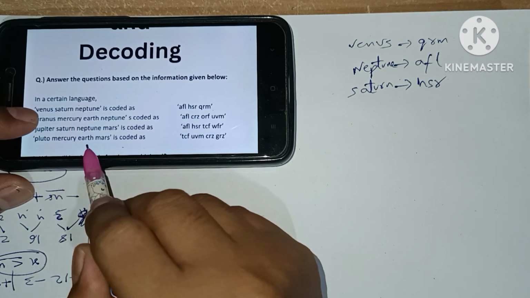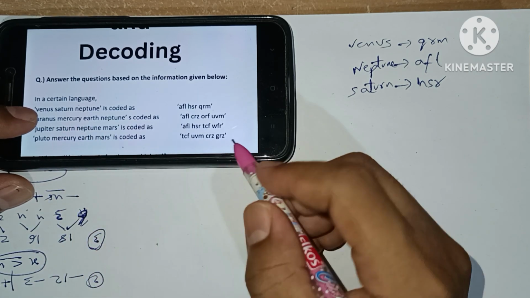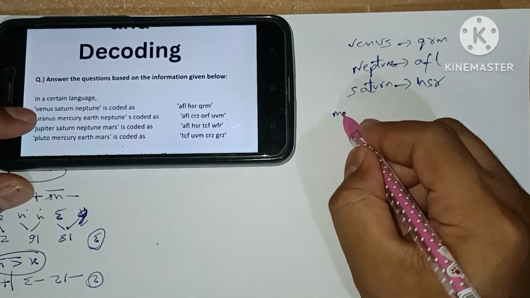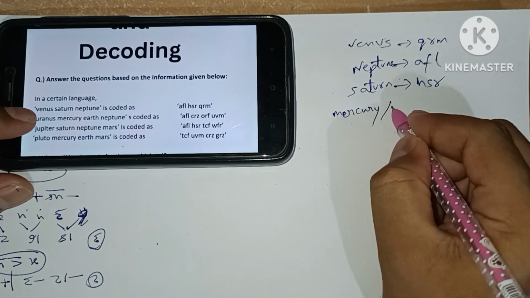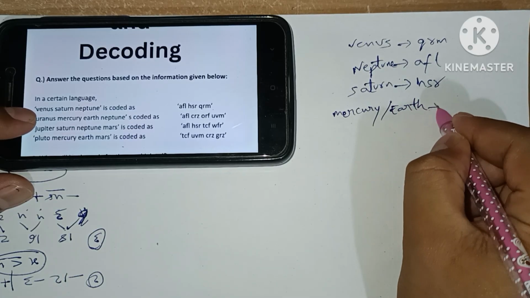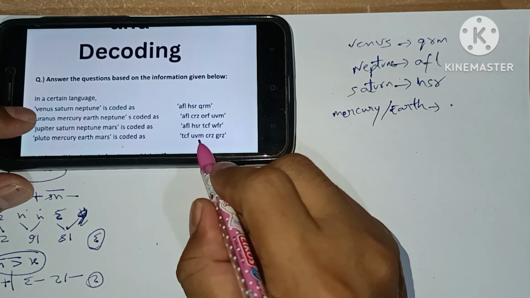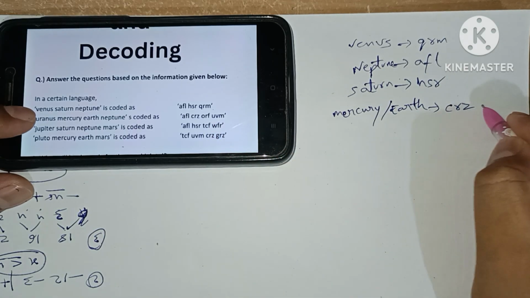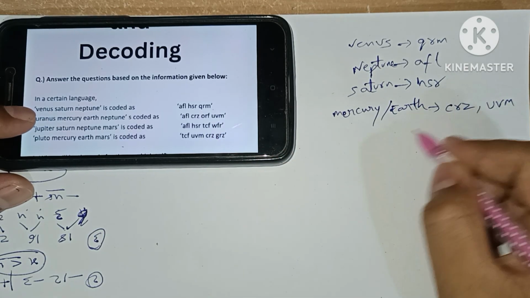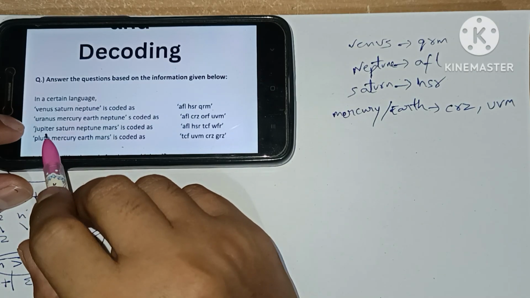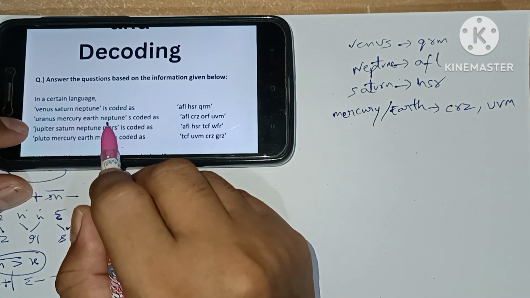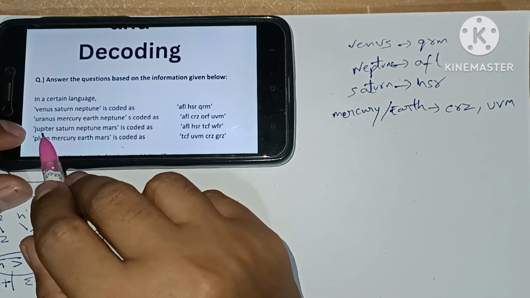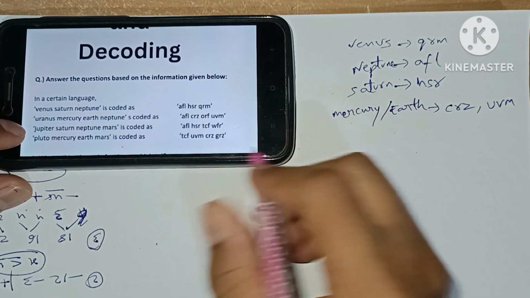Mercury, Earth is common in the second and fourth. So Mercury and Earth codes are common for these two, CRZ and UVM. CRZ, UVM. These are the codes. Okay. Next one, Neptune. We already saw it. Jupiter. There is no other common in Jupiter, so it is only an individual one.